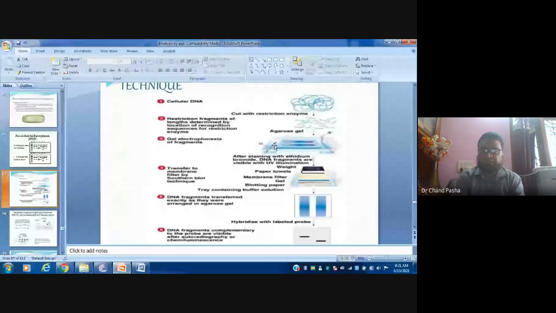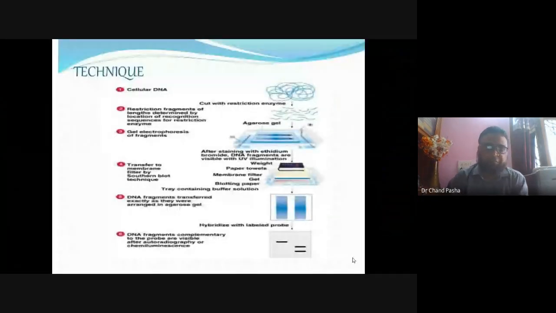In this case, one fragment is up to this mark, and another fragment is up to here. This could be 1.5 kb, and this could be 2 kb. So the size of the gene fragment differs here. That indicates that the particular gene got mutated. So this is RFLP, restriction fragment length polymorphism.